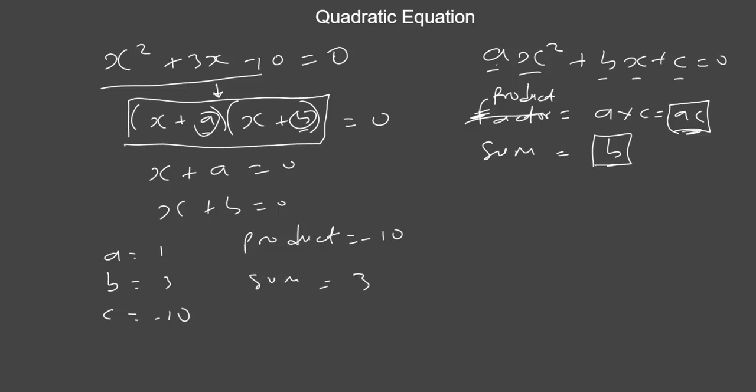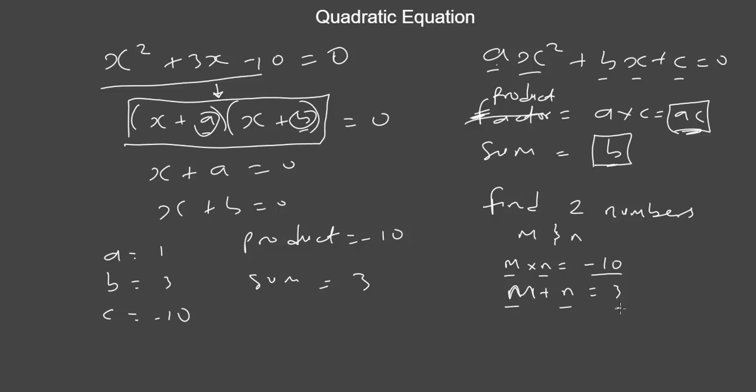So the question now is, find two numbers that, when you multiply those, so let's say those two numbers are m and n. If I multiply m and n, I want to get minus 10. And if I add m and n, I want to get 3. So that is what we are looking for. Two numbers that when you multiply them, you get minus 10, and when you add them up, you get plus 3. So how do we go about that?